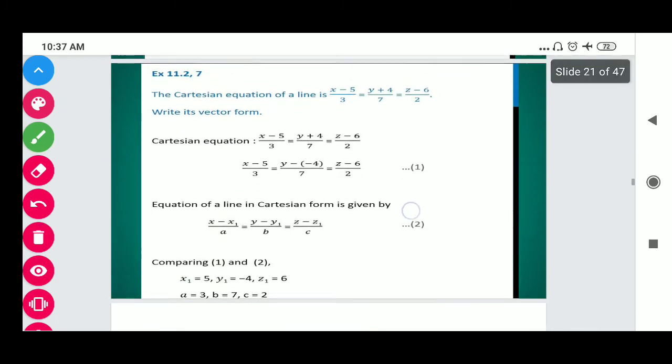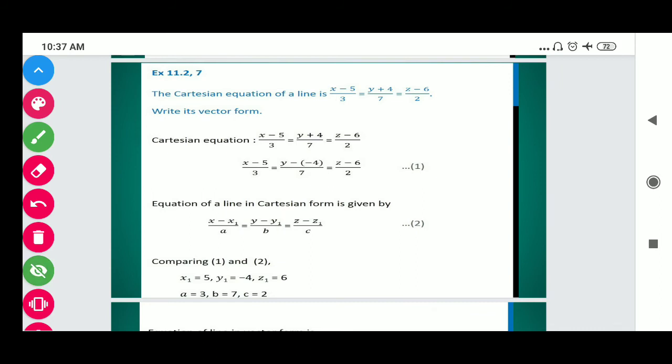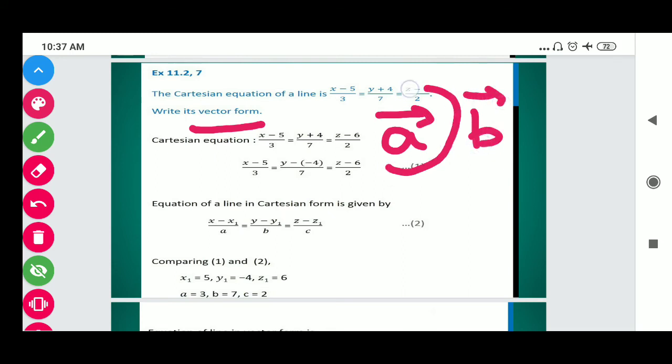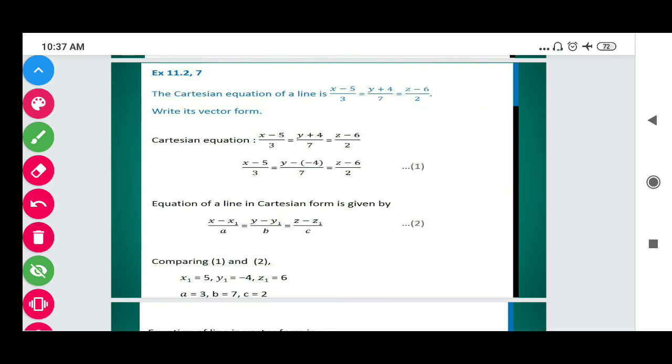Next we have question number 7. The Cartesian equation of a line is given. Write its vector form. Students, here the equation of the line is given in Cartesian form. We need to calculate it in vector form. So we just require the a vector and b vector, where the a vector is a vector that lies on the line. Here 5, minus 4 and 6 are the scalar components of the a vector, and 3, 7, 2 show the direction.